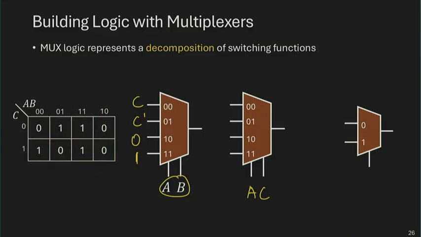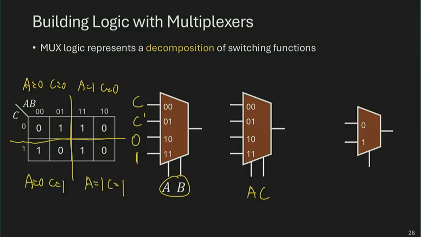So I'm essentially creating this kind of a cut. Right? This is A equals 0, C equals 0. A equals 1, C equals 0. A equals 0, C equals 1. A equals 1, C equals 1. These are the 4 quadrants. And the goal is to represent the remaining function using the missing variable B.